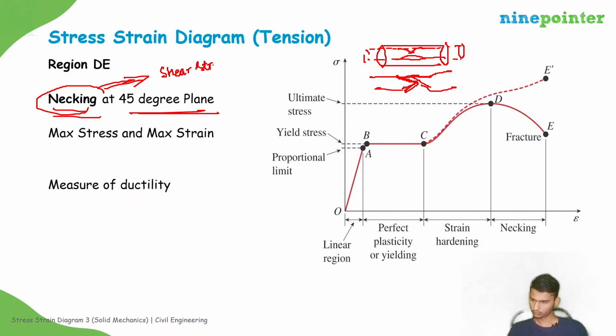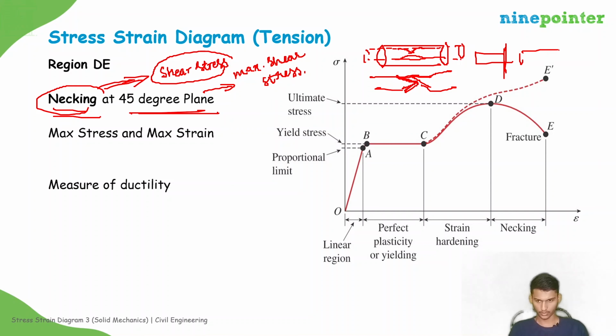Okay. So shear is responsible for necking. That is the reason why it is failing at a 45-degree plane, because at a 45-degree plane, there will be maximum shear stress. If tension is responsible for that, then it should fail perpendicular, right? In this direction, it should fail like this, right? But it is not failing like this. It is failing in a 45-degree plane. And what about maximum stress and maximum strain? Maximum stress is this one. This is sigma max, and maximum strain is E fracture. So E fracture will be equal to E max.